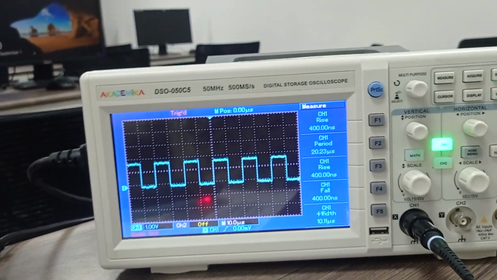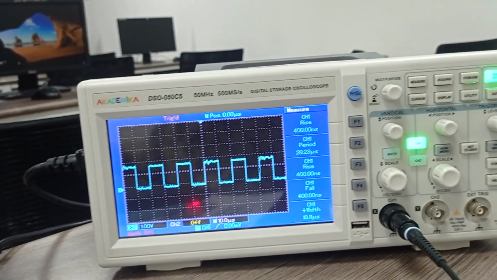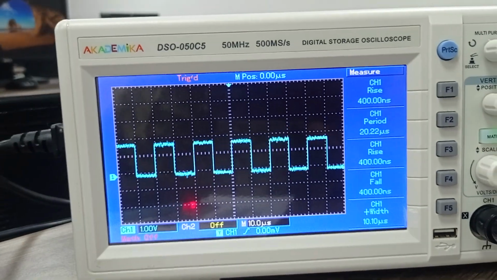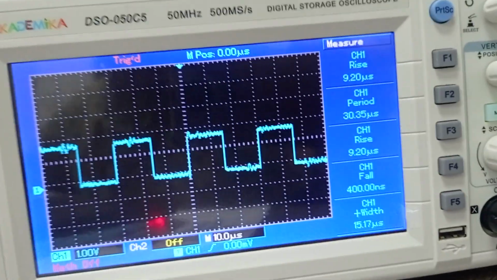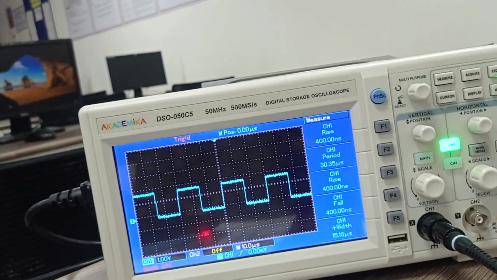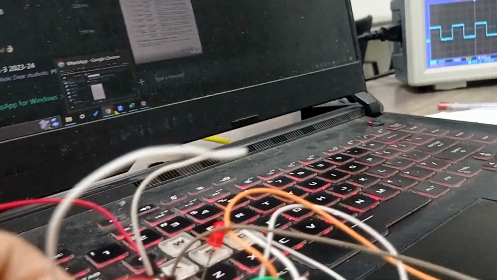It produces a square wave. When I transmit, it generally produces that square wave. You can see its period is around 20 microseconds. So now when I change the input, when I remove the input, you can see that the frequency also changes to 30 microseconds. So it's actually a switch which is switching the frequency from 20 microseconds to 30 microseconds. You can view it from here.